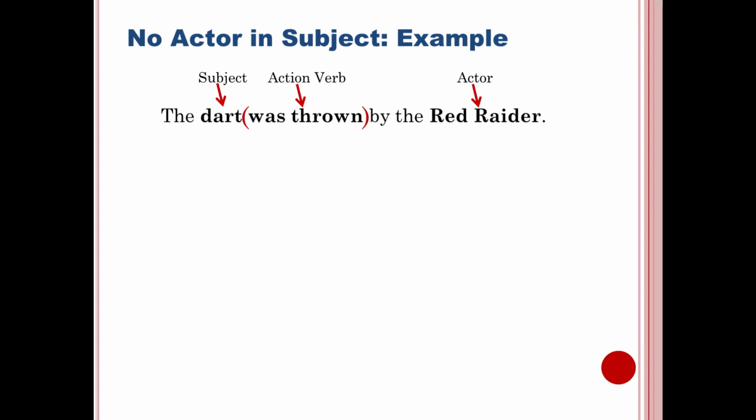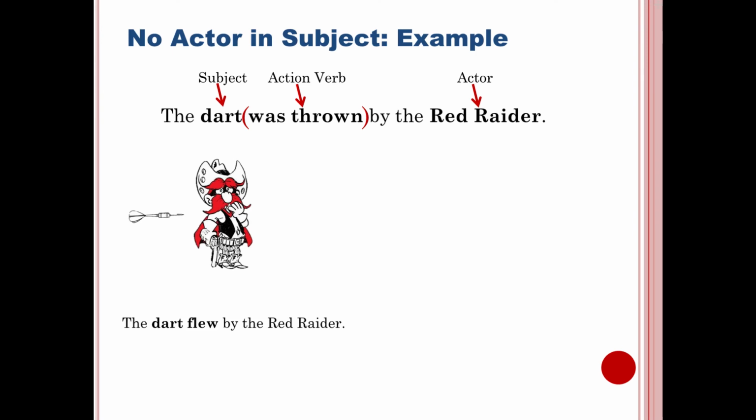The first interpretation is that the dart itself, was thrown by, and we end up focusing on the word by, as in it went by the Red Raider. He's not the one that threw it, but it flew by him. So when we rewrite the sentence, we would just change the verb. The dart flew by the Red Raider. In this case, the dart is actually performing the action in the sentence. But that's a case where the dart would be more important than actually who did the action.